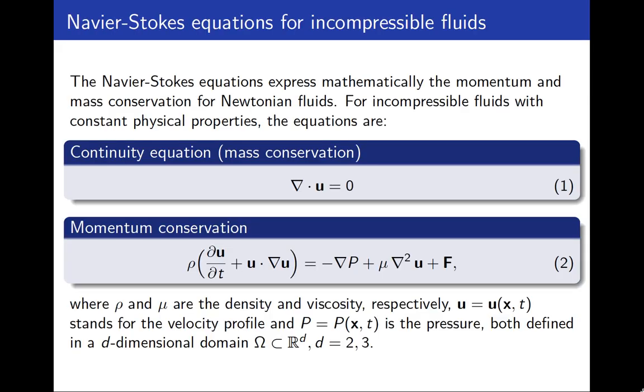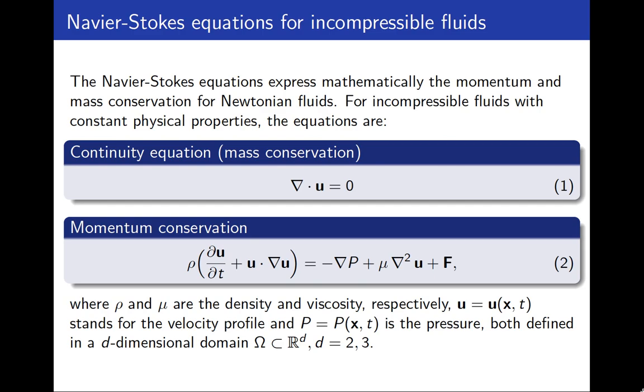We want to solve the Navier-Stokes equations for incompressible fluids, and these equations express mathematically the momentum and mass conservation for Newtonian fluids. In one of my previous videos that can be found in this channel, I gave a brief introduction to what a Newtonian fluid is. So in a few words, a Newtonian fluid is the simplest fluid that can be described mathematically. And for this kind of fluids, we observe a linear relationship between shear stress and shear rate. Shear stress is the force that is being applied over a surface of a fluid, and shear rate is the rate of change of the deformation.